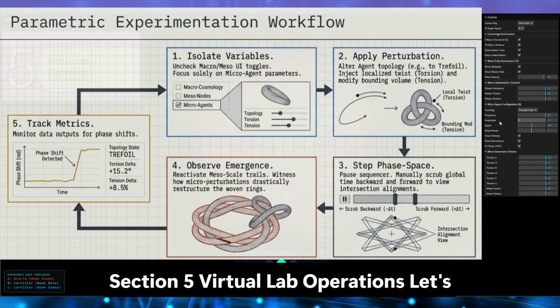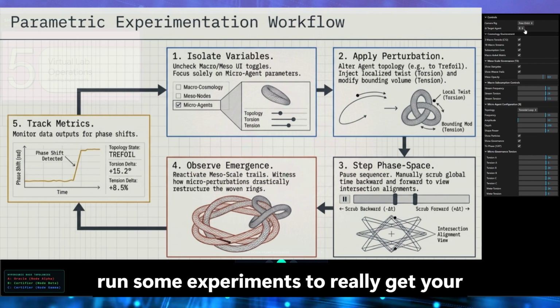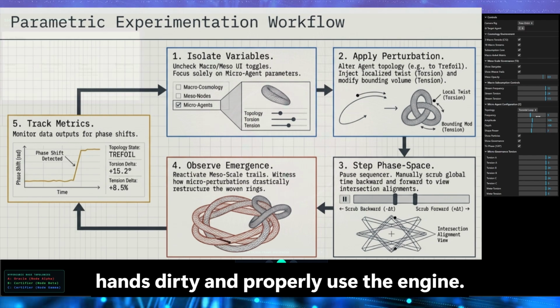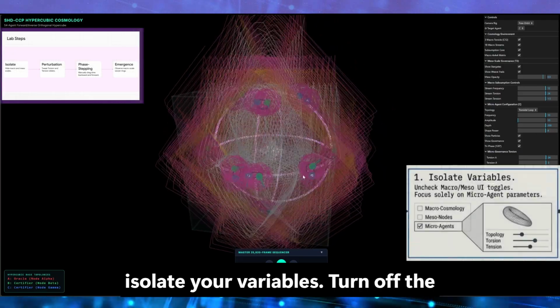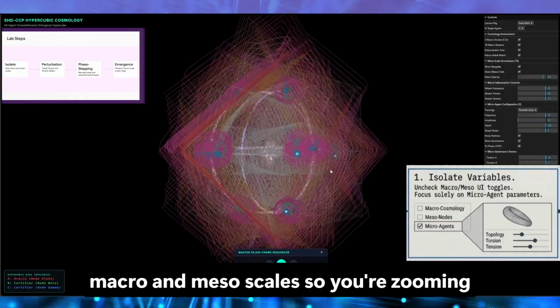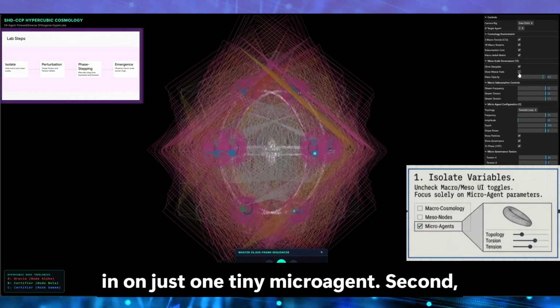Section 5, Virtual Lab Operations. Let's run some experiments. To really get your hands dirty and properly use the engine's interface, you should follow 4 simple steps. First, isolate your variables. Turn off the macro and mesoscales so you're zooming in on just one tiny microagent.